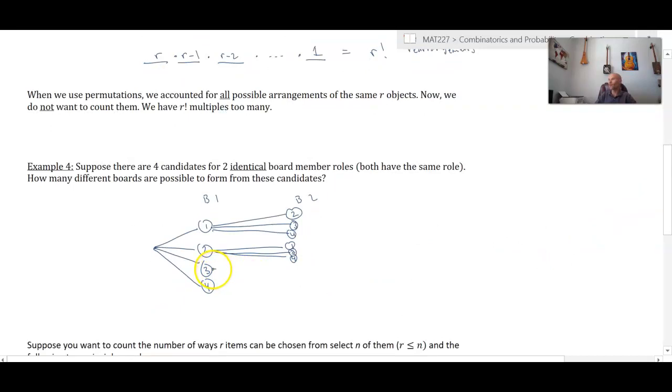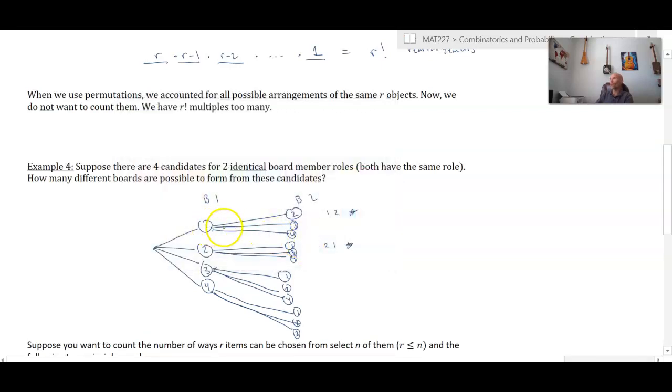And if it was candidate 3 that was selected for the first position, then I could have 1, 2, and 4 for the second board member. And if candidate 4 was selected, then I could have 1, 2, or 3 as the second board member. And here's the thing. We're counting 1, 2. So 1, 2 is one possibility, but notice also that down here I have 2, 1, and those are exactly the same. That's exactly the same board of people.